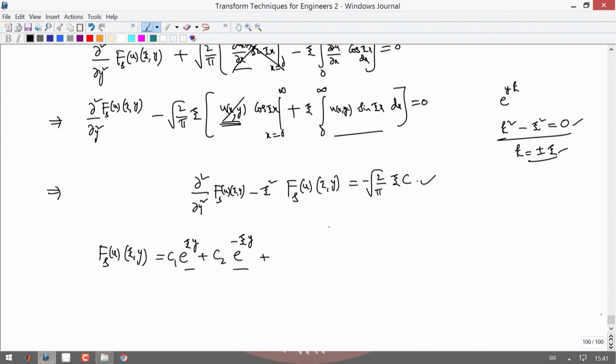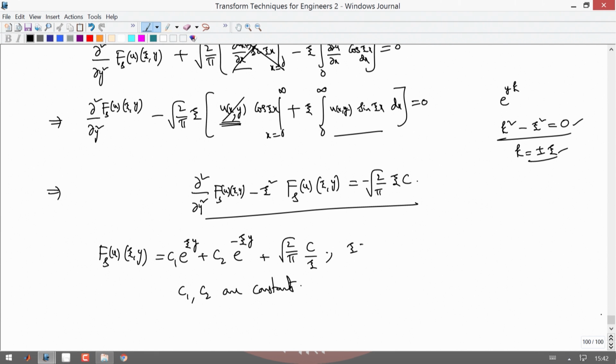and plus a particular solution. You can see that the particular solution is going to be root 2 by pi c by xi, a particular solution of this equation. You can easily calculate it by methods in differential equations. By looking at this you can see that this is a constant, so the derivative is 0 here. If you put it in the place of F s of u of xi y, you end up with both sides the same, so it actually satisfies this particular solution. So the general solution has C1 and C2 as arbitrary constants, and this is your solution, for xi positive, y positive.